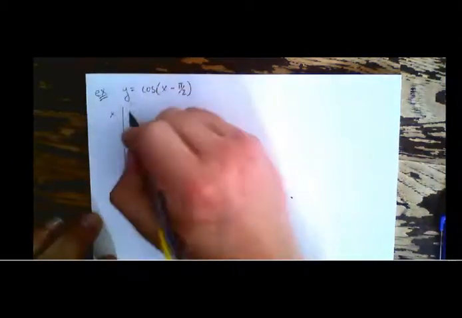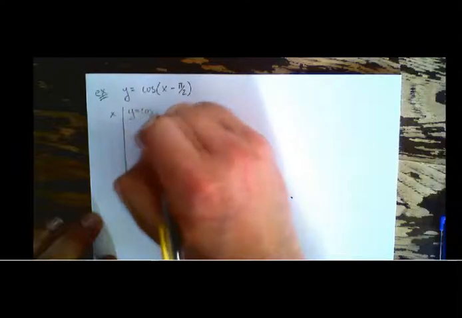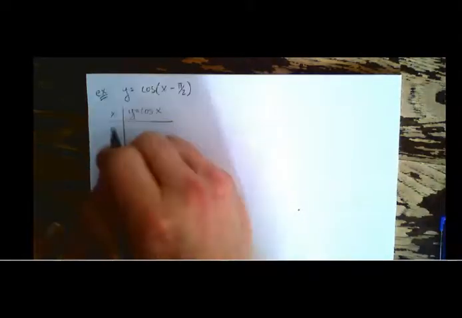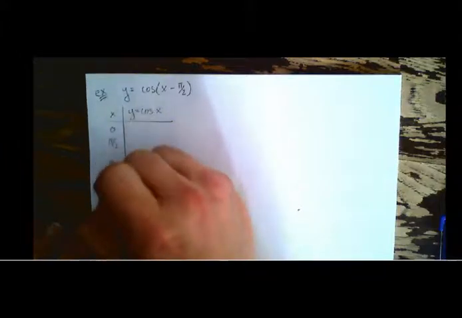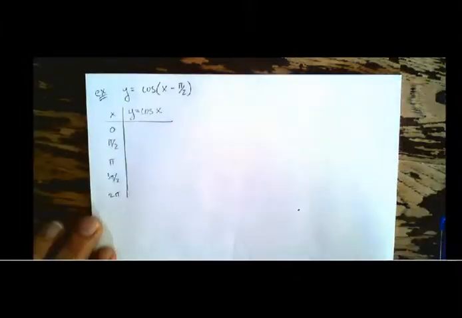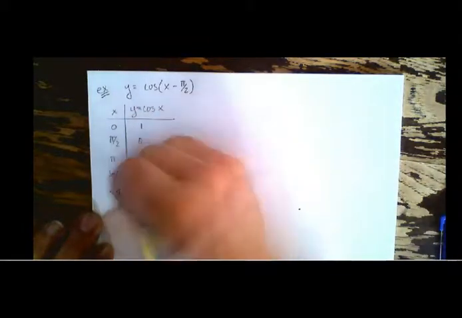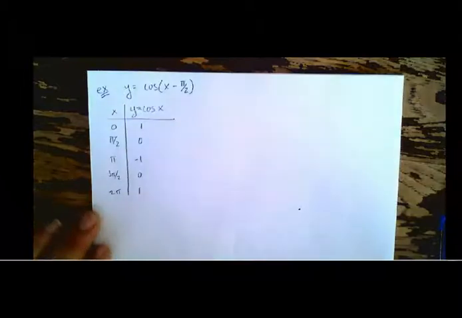So let's think. Let's do our original cosine graph. We're going to use the same old points: 0, pi over 2, pi, 3 pi over 2, 2 pi. And remember, cosine starts high, so we're going to go 1, then down, 0, -1, back up, 0, 1.